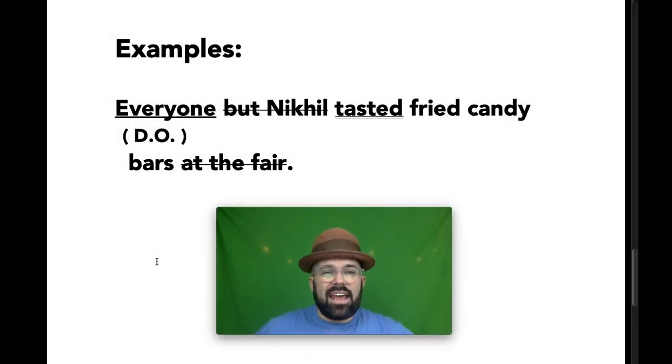The sentence once again, everyone but Nikhil tasted fried candy bars at the fair. At the fair and but Nikhil are both prepositional phrases. So they can't be the subject, they can't be the verb, they can't be the direct object. Everyone is the subject of this sentence. Who tasted? Everyone tasted. Everyone but Nikhil, of course. Everyone tasted what? They tasted bars. Technically, that is the simplest object that we can get to. Fried and candy are both adjectives describing that singular noun at the end, bars.